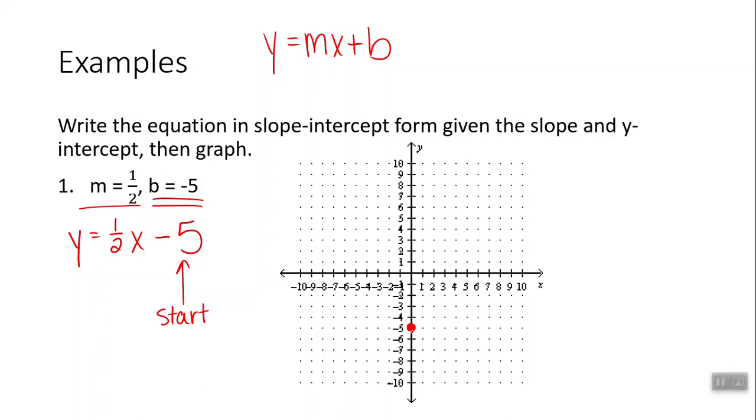Now our slope is 1/2, which means we are rising 1 and running 2. From this point in the positive direction, we're going to go up 1 over 2, up 1 over 2, and continue that pattern until we're out of room on the graph. I also like to go the other direction, down 1 and left 2, just so students can see that you can go both ways. This line does have positive slope as it's increasing from left to right, and then we just draw on our line.